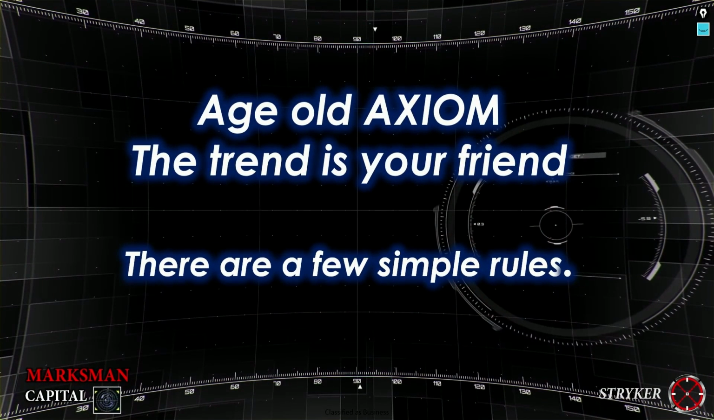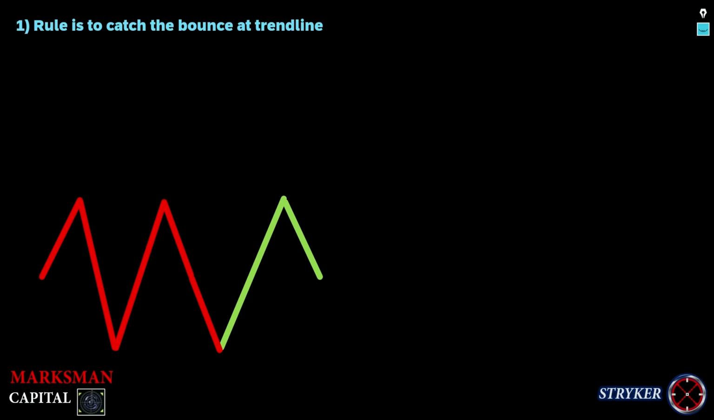So here's the age-old axiom: the trend is your friend. And here are a few simple rules that we could follow to actually trade the trend line strategy. So rule number one is to catch the bounce at the trend line.